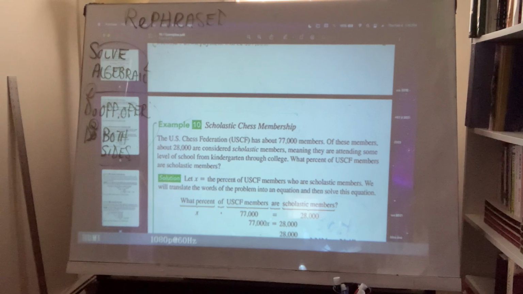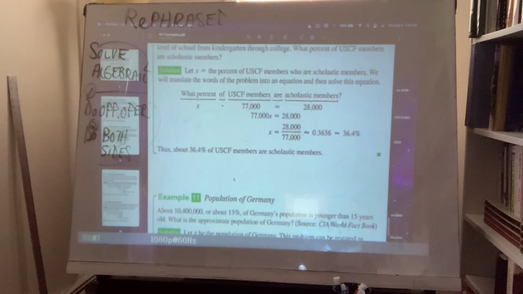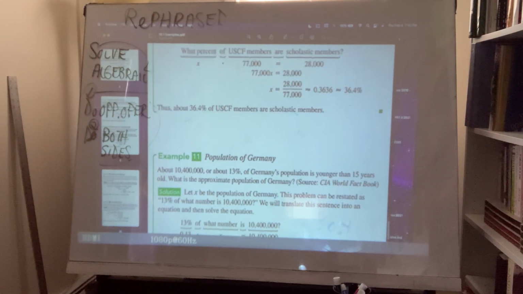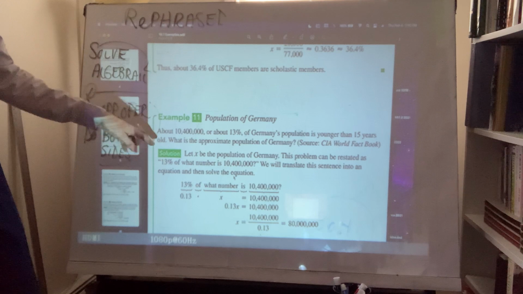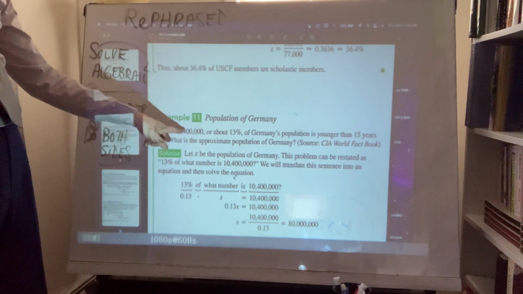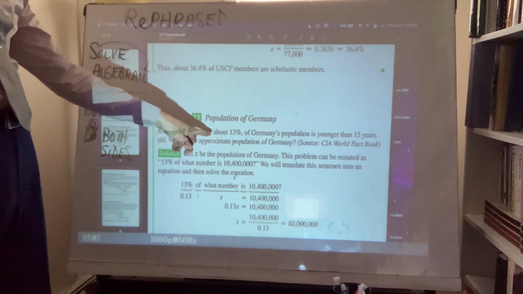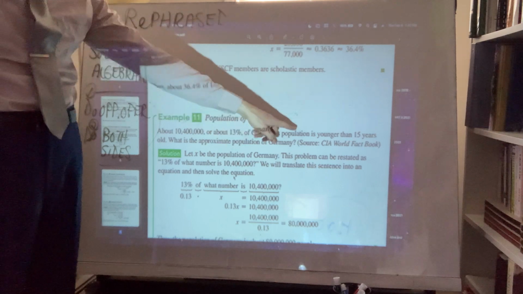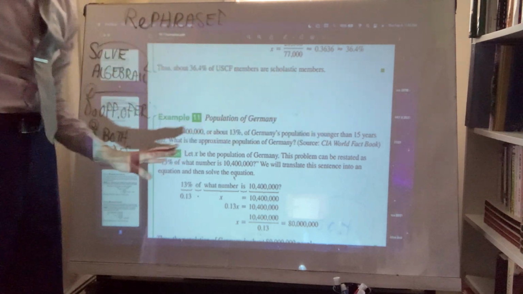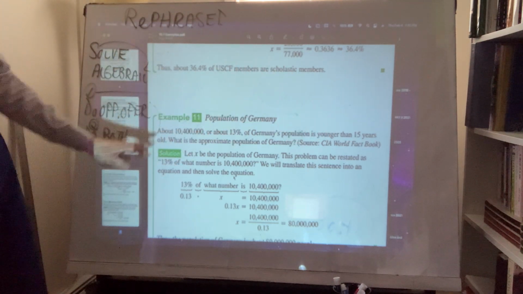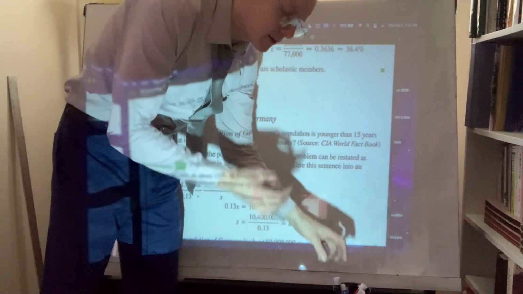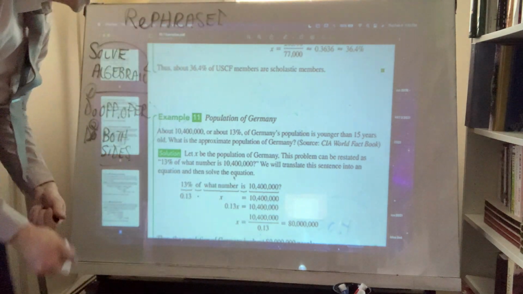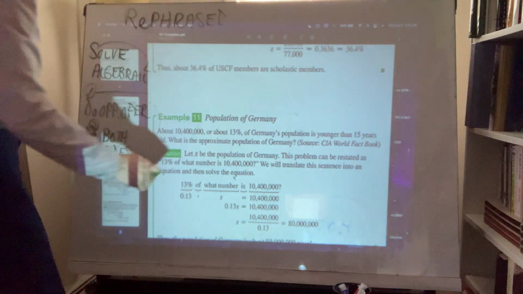Projector, I really should specify. Here's problem 11. The population of Germany: about 10,400,000, or about 13% of Germany's population, is younger than 15 years old. What is the approximate population of Germany? Without saying the words explicitly, they're asking you, what is the total population?